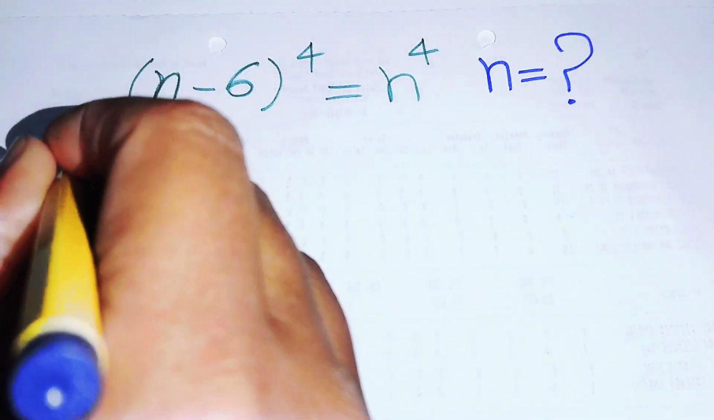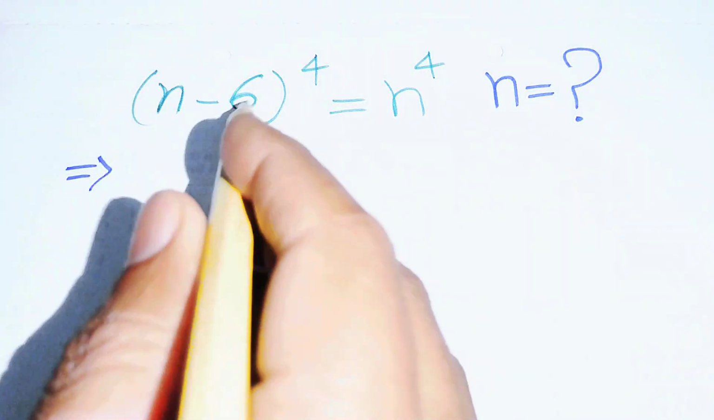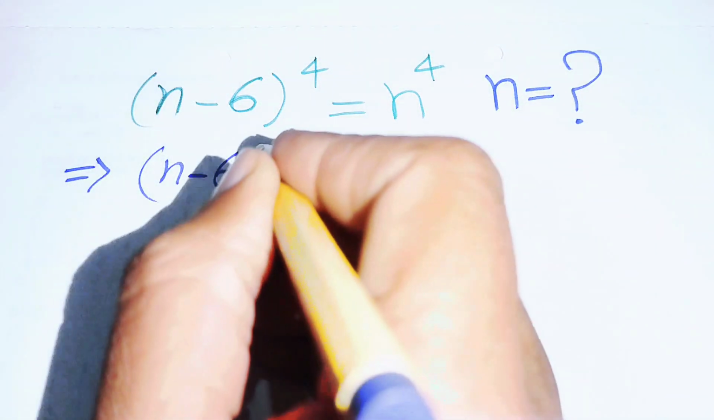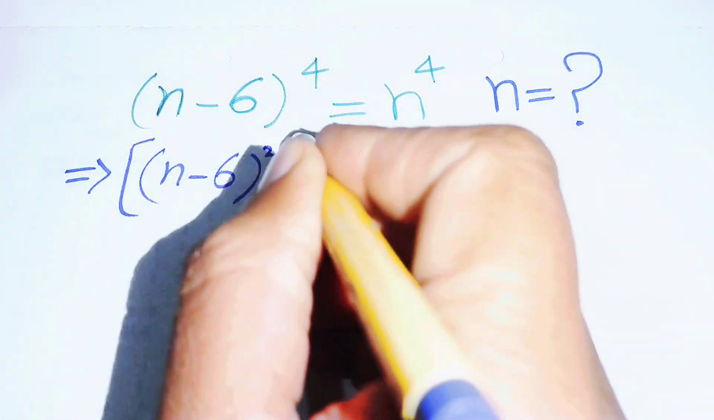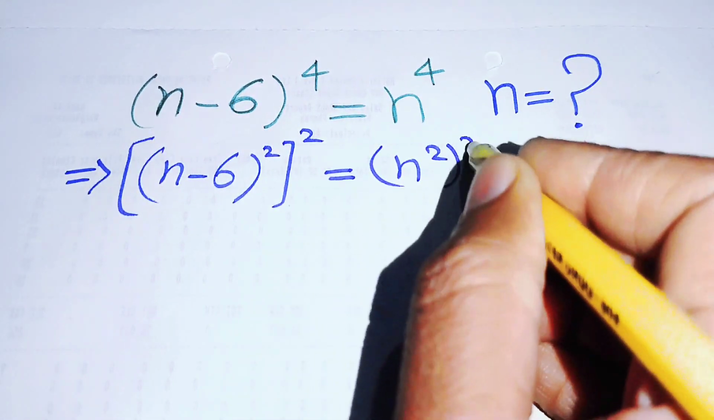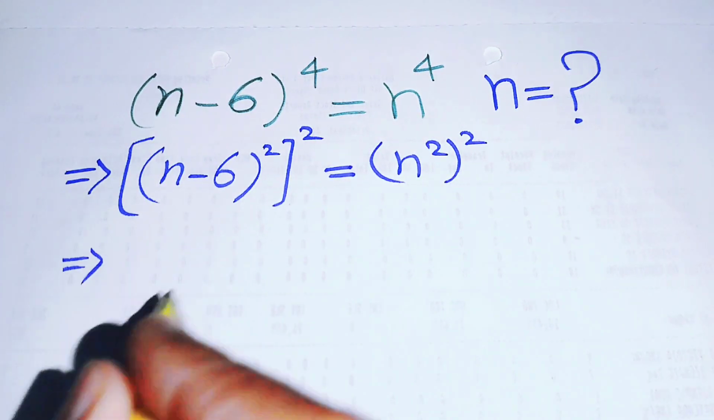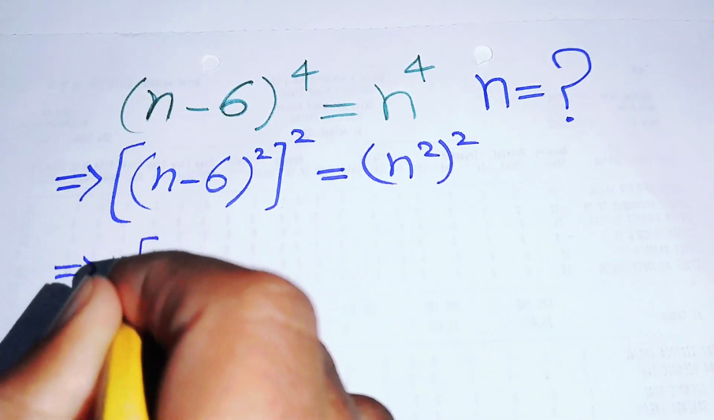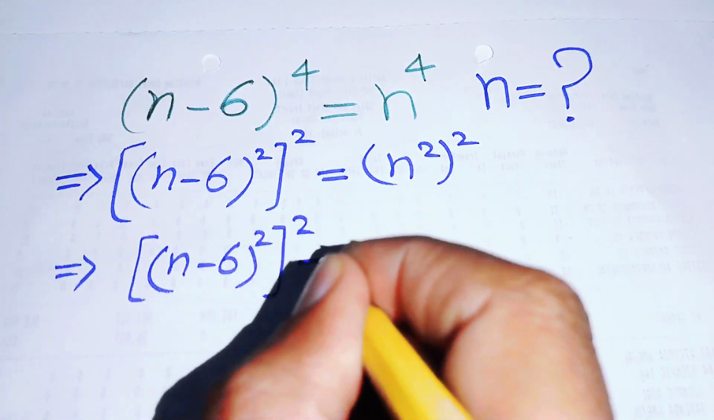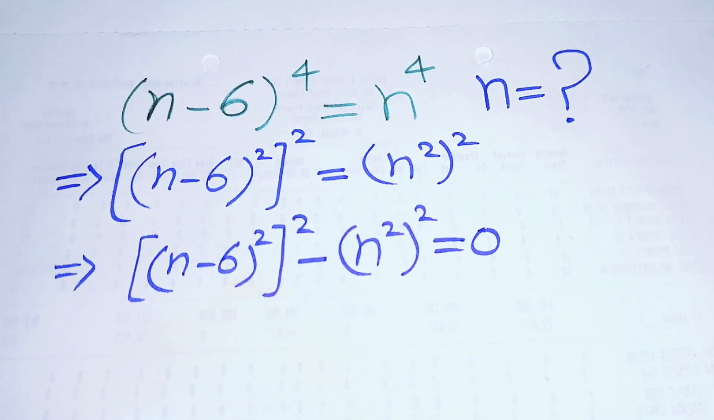So the very first thing we are going to do is rewrite this equation. We write (n - 6)^4 as ((n - 6)^2)^2 equals, we write n^4 as (n^2)^2. So now in the next step we move this term to the left hand side and we write it as ((n - 6)^2)^2 - (n^2)^2 = 0.